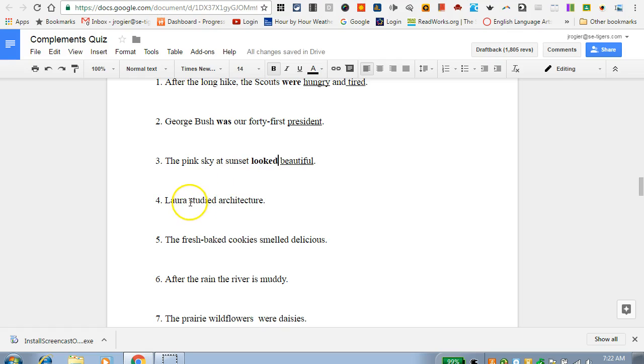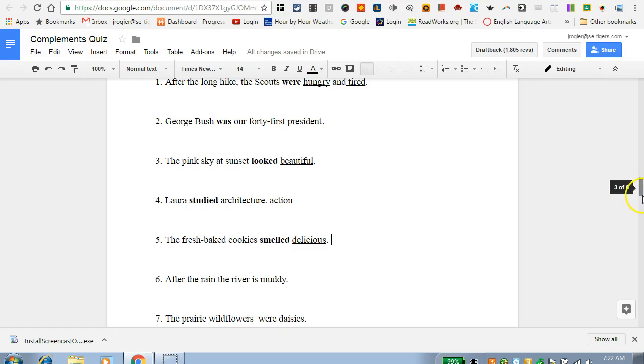Laura studied architecture. Right here is our verb, but this is actually an action verb. And so you would just write action, and then you can go ahead and stop with that sentence. The fresh baked cookies smelled delicious. How did they smell? Okay, smelled is our linking verb. Delicious is our adjective describing that.